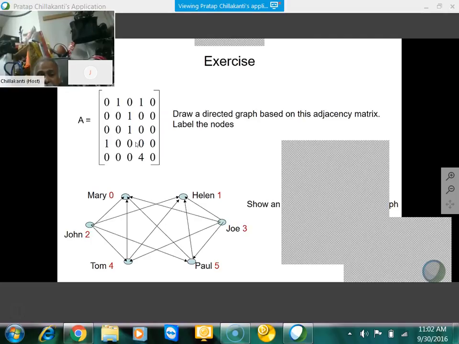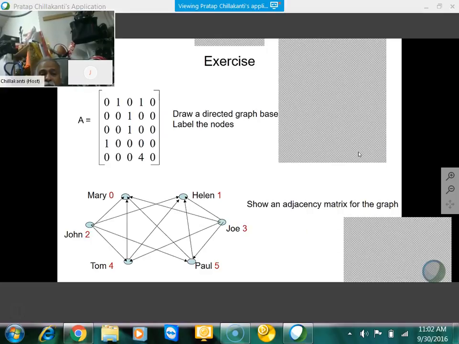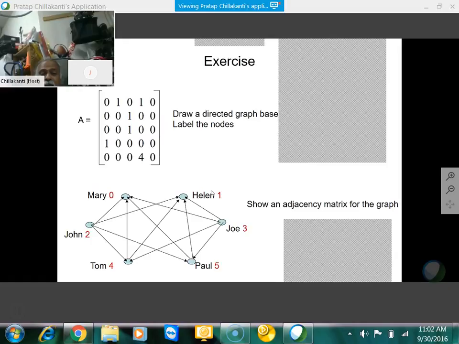So here's the matrix, and based on that, I want you to draw a graph. Once you finish that one, I'm saying, I've given you a graph, and I want you to show an adjacency matrix for the graph. So the second one is the opposite of the first one. There are certain nodes here, 1, 2, 3, 4, 5, and I'm asking you to draw a graph.